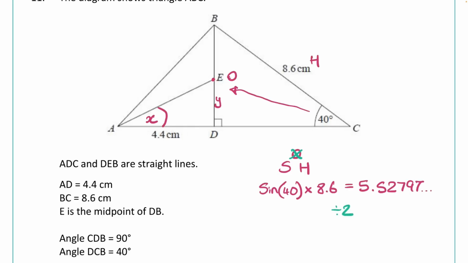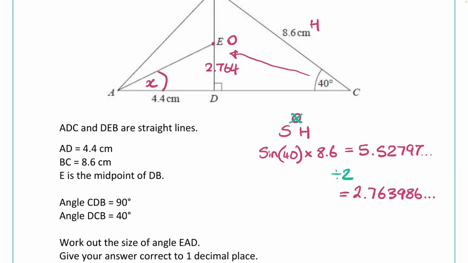And if we divide that by 2, it's going to give us the length of E to D, which is 2.763986. There's quite a lot of decimals here, so I'm going to stop there because it does only want my answer to 1 decimal place. I'm going to label this on the diagram though, and that is 2.764. It wants it to 1 decimal place, so I'll leave it to 3 in my working out there. In fact, I'll just leave the whole number on my calculator as well.